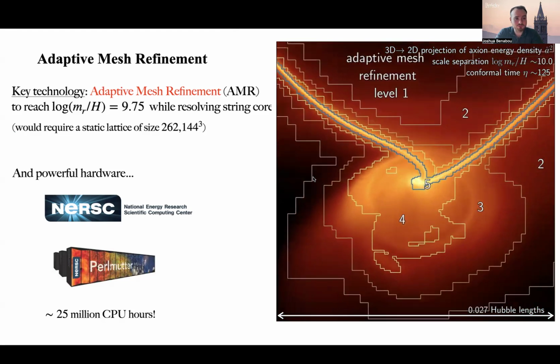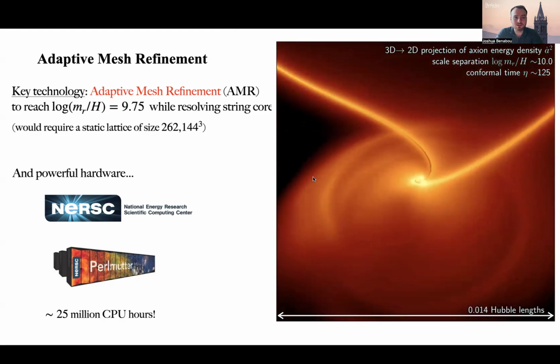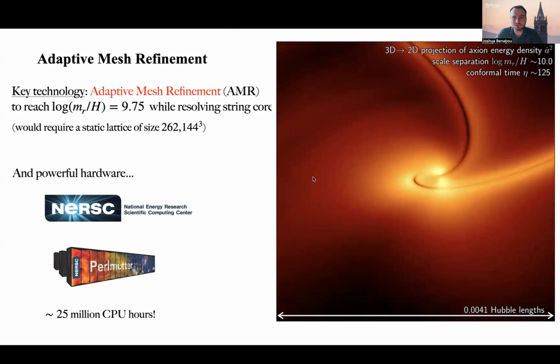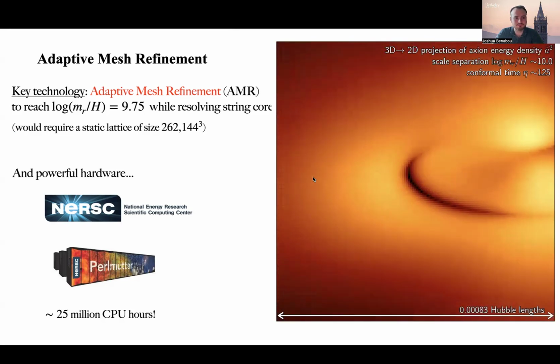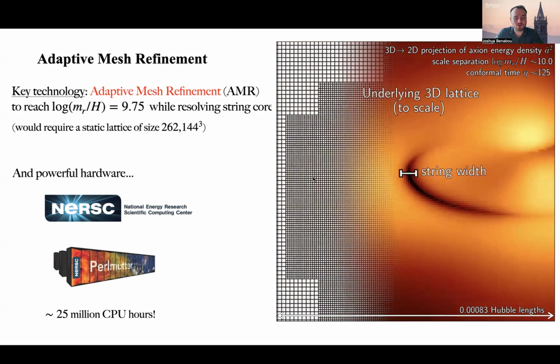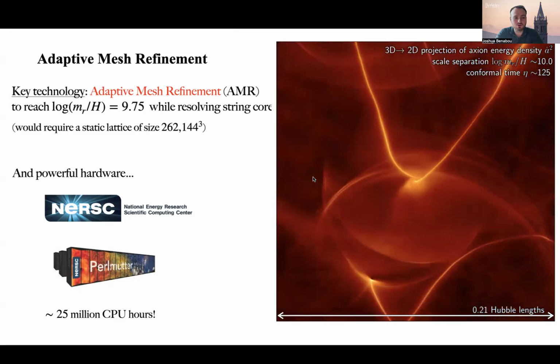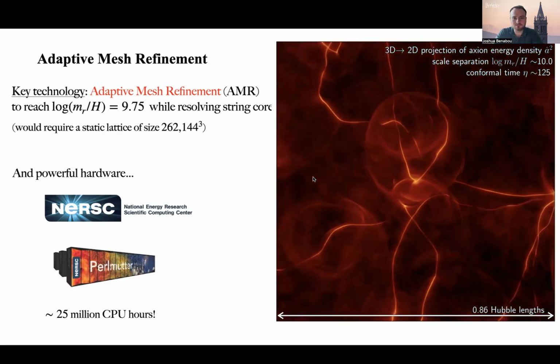Without AMR, this would require a static lattice simulation on a grid of size approximately 260,000 cubed sites. We performed our simulation on the NERSC supercomputers Perlmutter and Cori using over 25 million CPU hours.